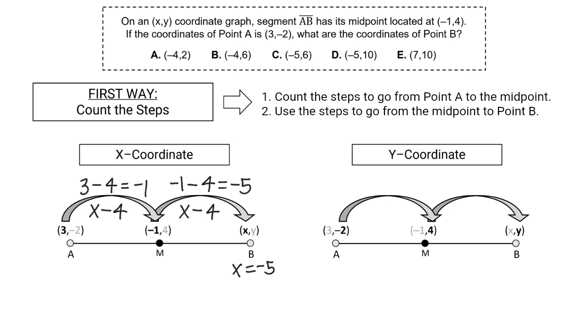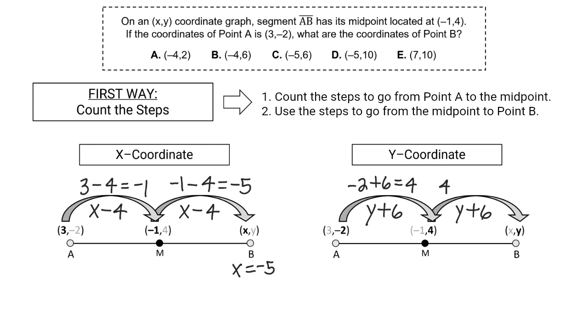Now let's look at the y values. Once again, we've got to get from point A to the midpoint, in other words, from -2 to 4. For the y's, we're going to have to add 6, because -2 plus 6 will arrive us at 4. So I'm going to have to use the same steps to get to point B. I'm going to have to add 6 to the y.